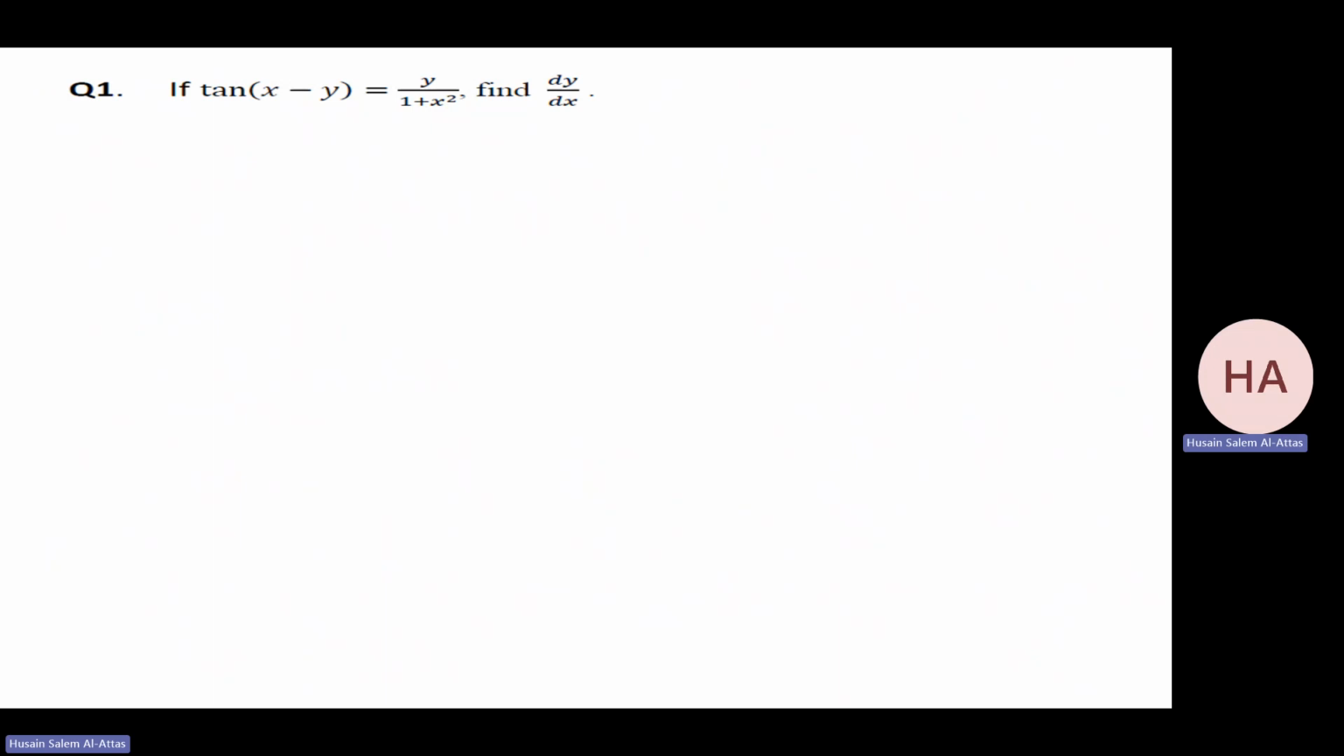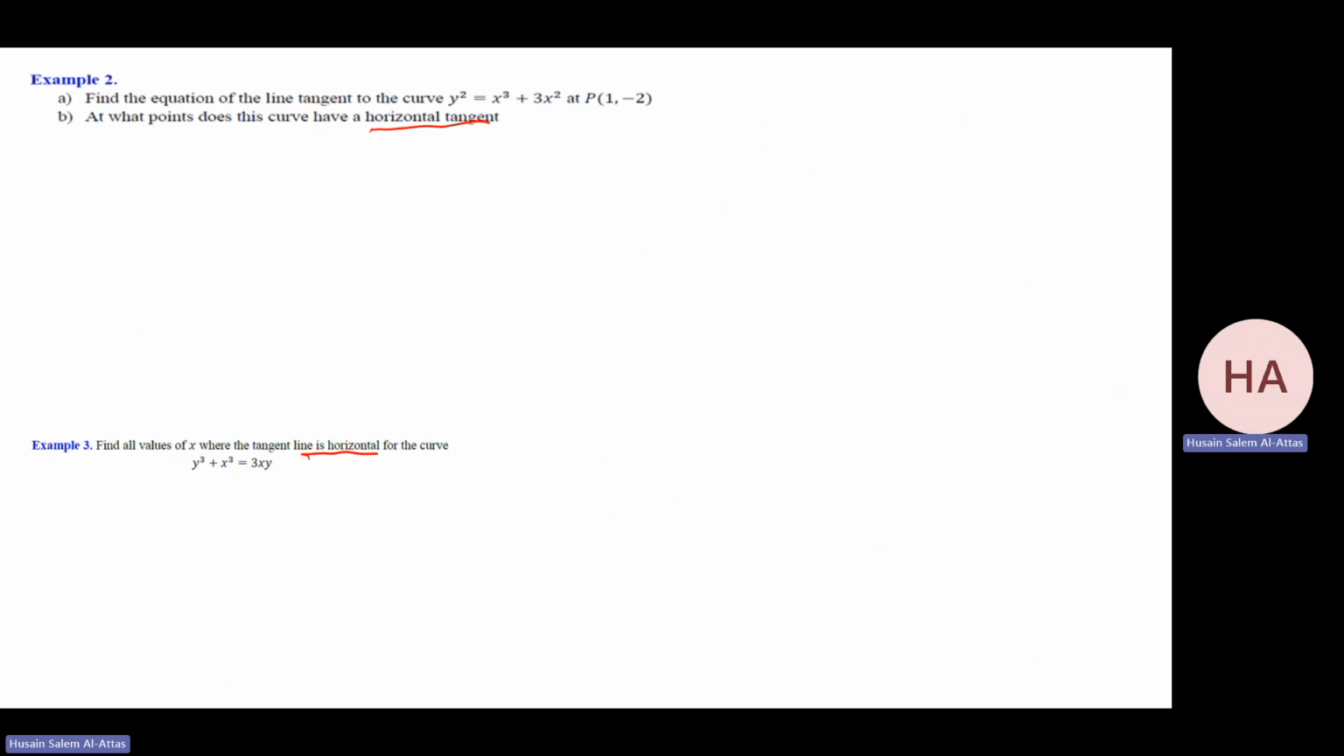Another problem, the same thing about the horizontal tangent, but this time it will be easier. Also, we'll do another one, horizontal tangent. Okay. So I think these 3 problems are about the horizontal tangent. Find the equation of the line tangent to the curve, this. So we'll just differentiate. I have 2y prime equal 3x squared plus 6x. So it will be y prime equal 3x squared plus 6x over 2y.